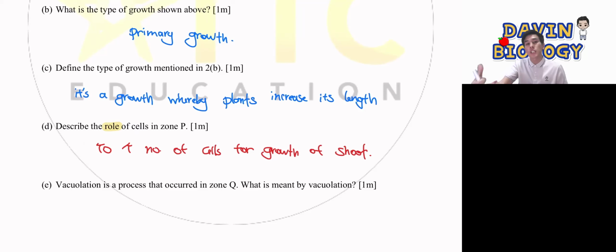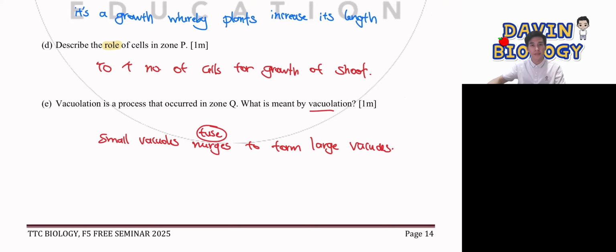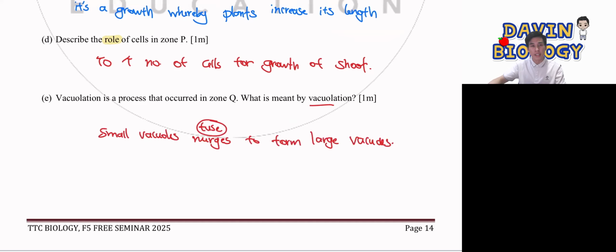Next, vacuolation is a process that occurs in zone Q. What is meant by vacuolation? So vacuolation means vacuoles become big. It's a process whereby small vacuoles merge to form larger vacuoles. Merge or fuse. Yes, you can also say fuse. All right. Then next, also a very typical one. This whole question we're doing is a very typical kind of question you get, nothing too special.